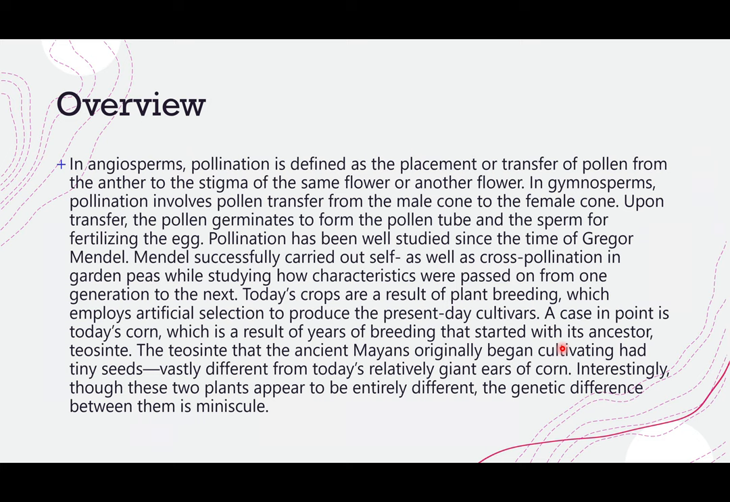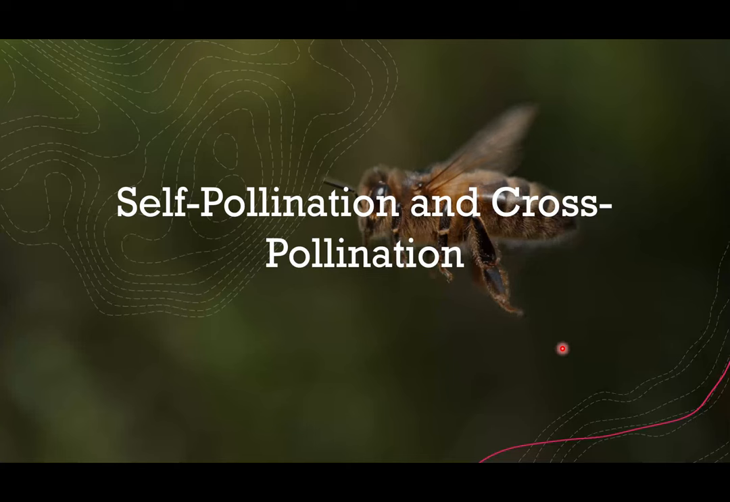As long as pollen grains from an anther get to the pollen grains of a suitable stigma, that's pollination, all right? So we're just generally going to have that.